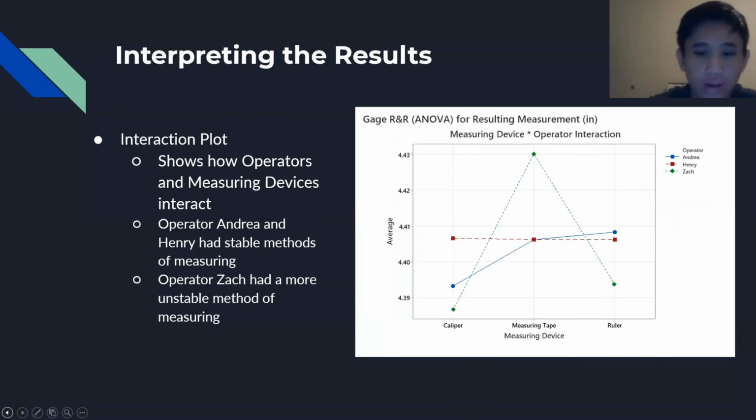So the interaction plot shows how the operators and measuring devices interact. So how do the individual operators approach measuring? Henry and Andrea had stable methods of measuring, and they were more consistent since their values were closer to the average center line, while Zach's values were a little bit more up and down, meaning that his method was a little bit more unstable and inconsistent than Andrea and Henry's.